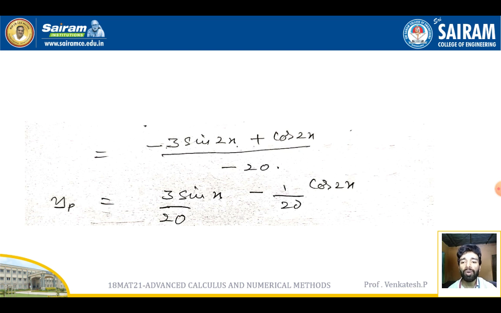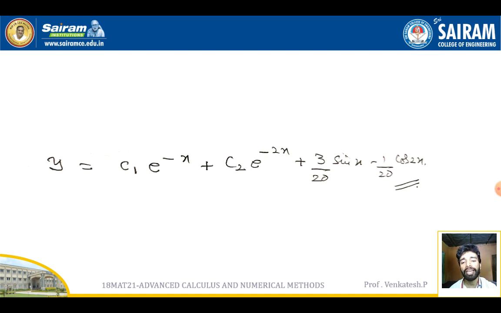Next, as we already know, by combining the complementary function and particular integral, we can get the complete solution. So yc plus yp, we get y is equal to c1 e power minus x plus c2 e power minus 2x plus 3 by 20 sin 2x minus 1 by 20 cos 2x is the solution here for the given non-homogeneous differential equation of the type 2.